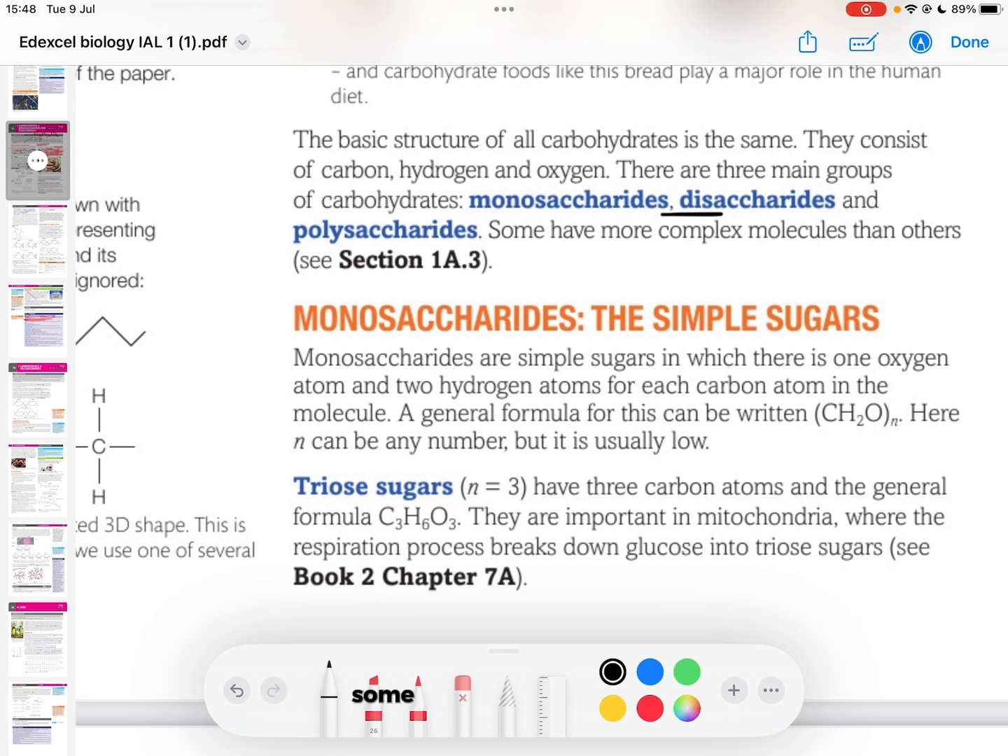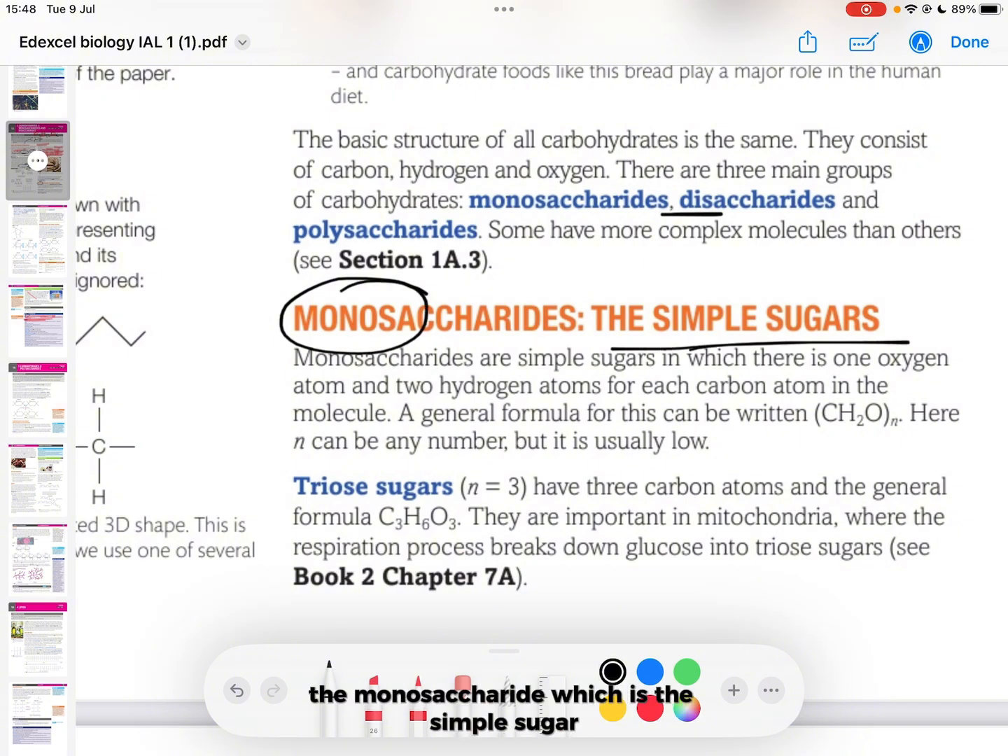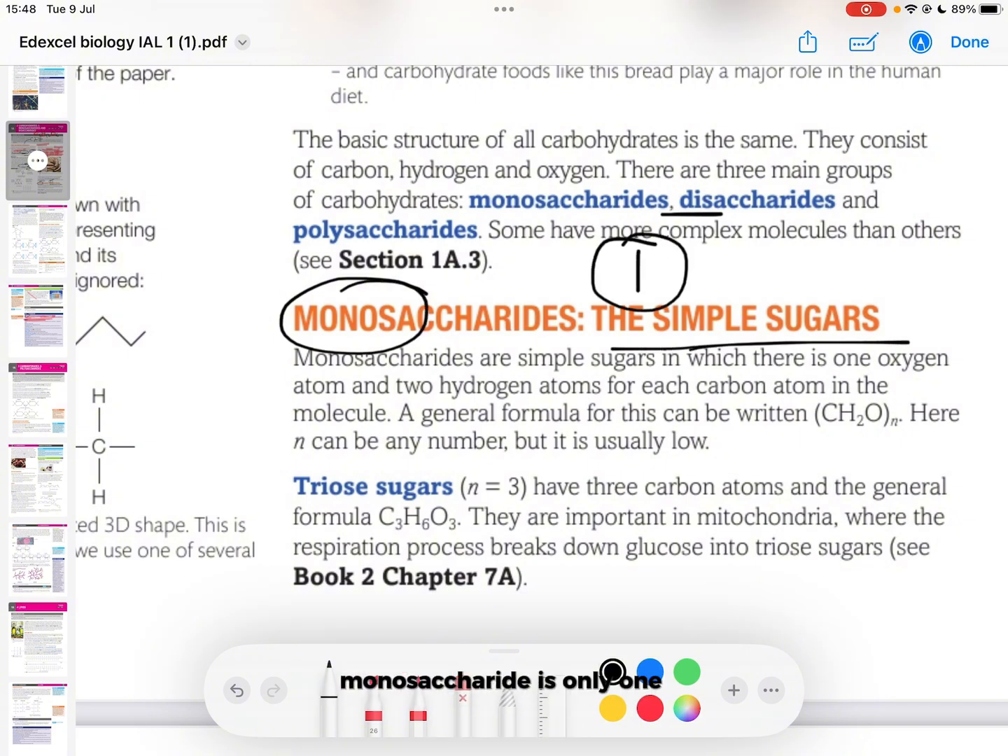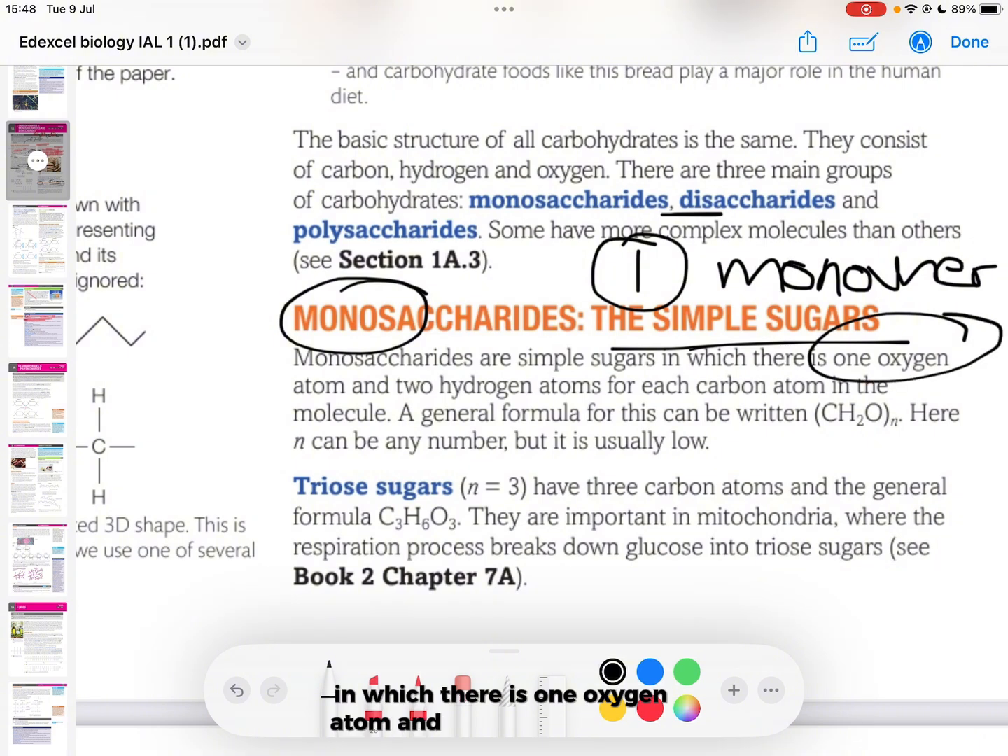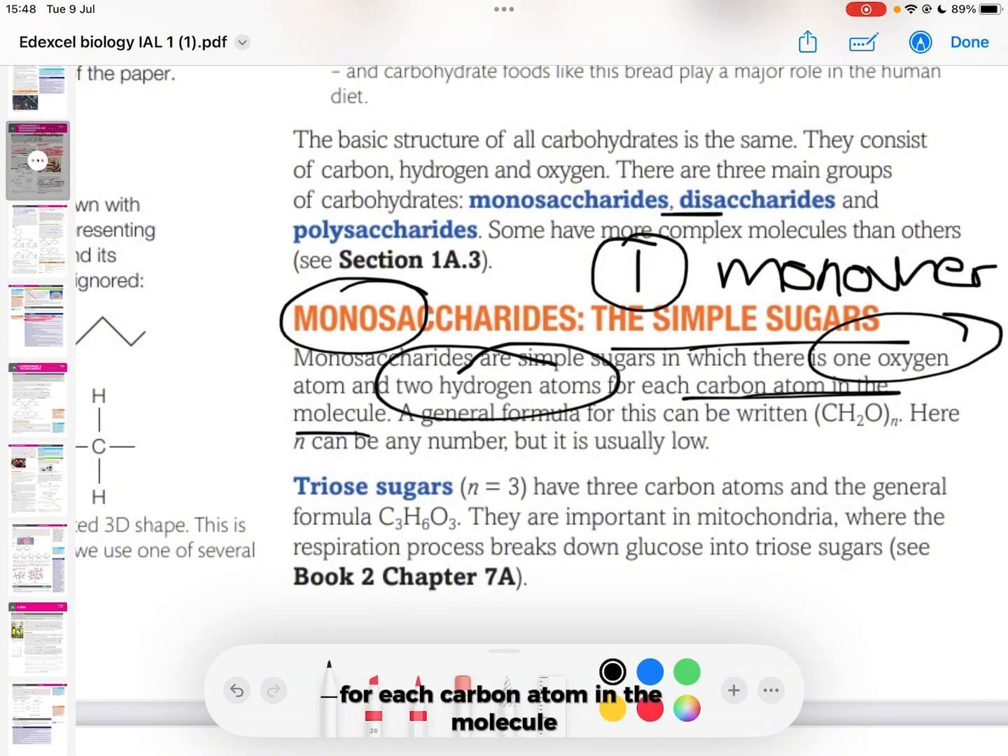Types, okay, some have more complex molecules than others. First, the monosaccharide, which is the simple sugar. Monosaccharide is only one, which is the monomer over here. For example, glucose. Monosaccharides are simple sugars in which there is one oxygen atom and two hydrogen atoms for each carbon atom in the molecule. A general formula for this can be written (CH2O)n. Here n can be any number, but it's usually low. Okay?